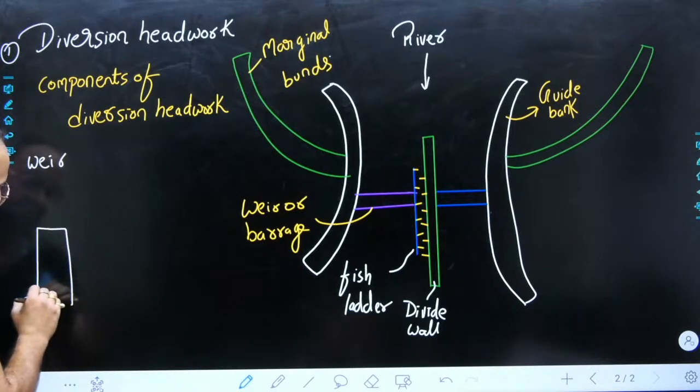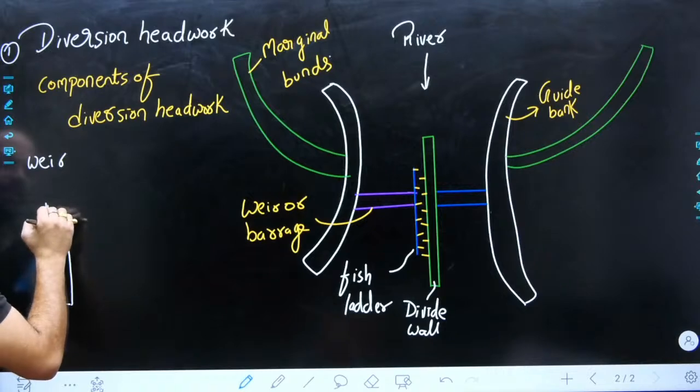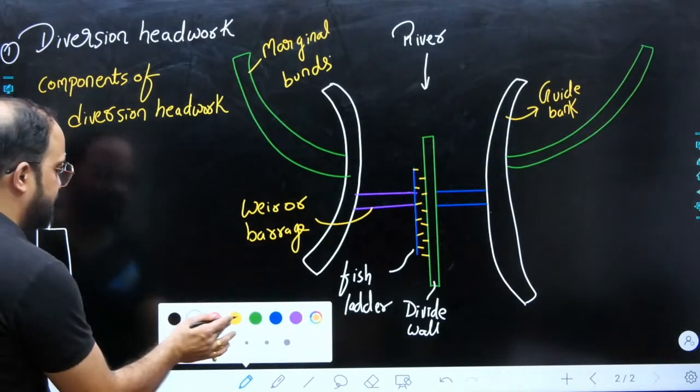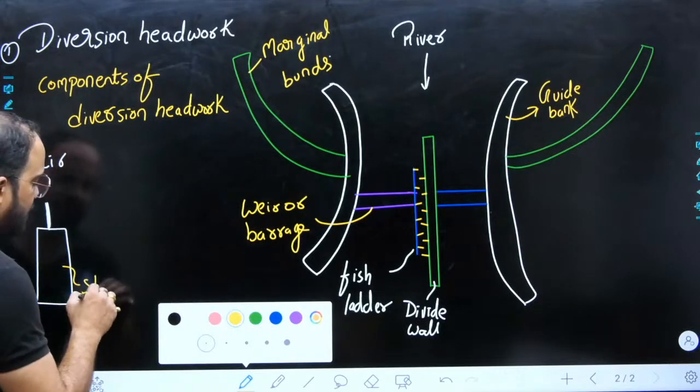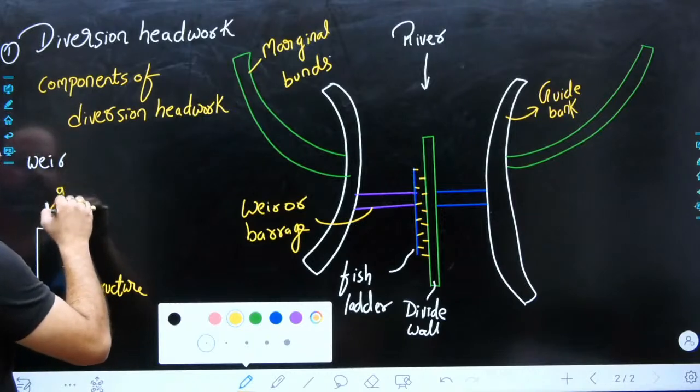A weir is a structure which also has a gate at the uppermost part of the weir. So this is the structure part. This will be your structure, and this will be your gate.